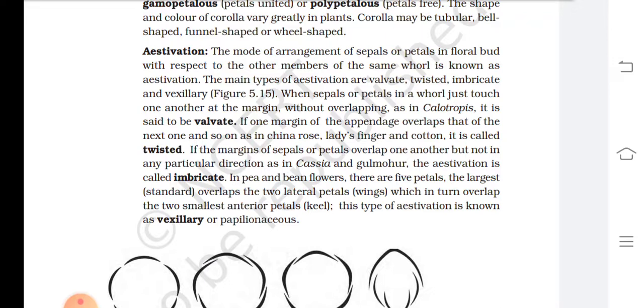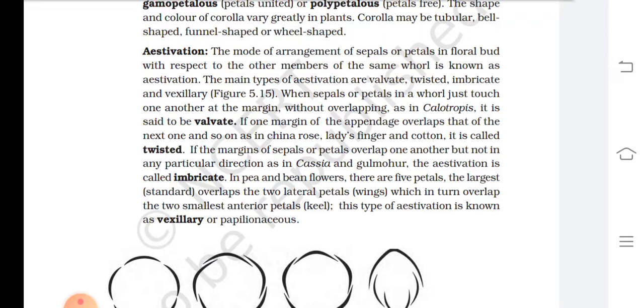Estivation: the mode of arrangement of sepals or petals in floral bud with respect to the other members of the same whorl is known as estivation. The main types of estivation are valvate, twisted, imbricate, and vexillary, given in figure 5.15. When sepals or petals in a whorl just touch one another at the margin without overlapping, as in calotropis, it is said to be valvate.